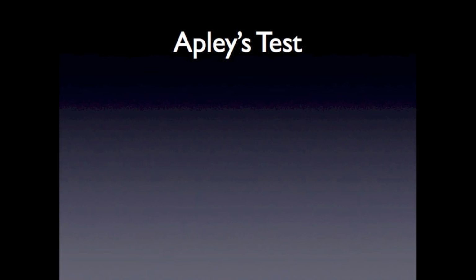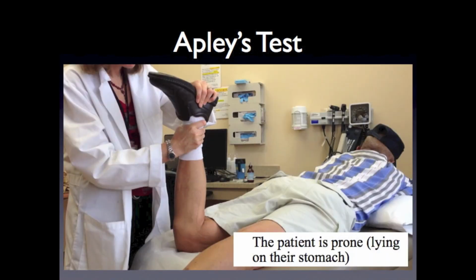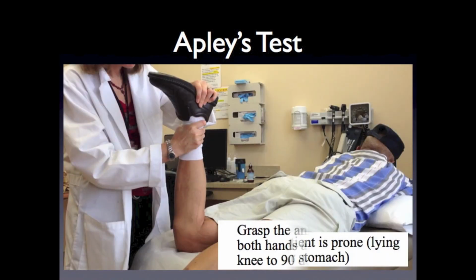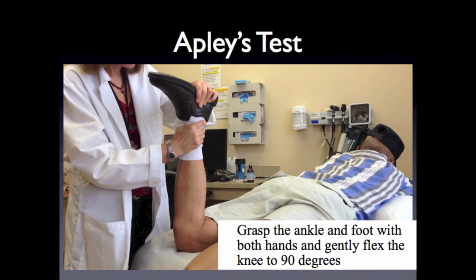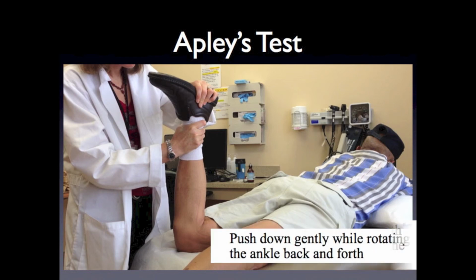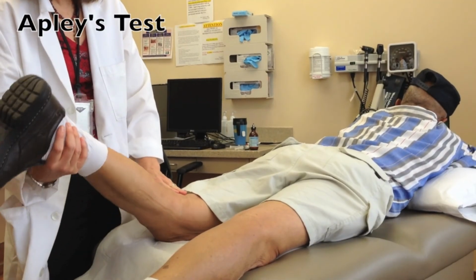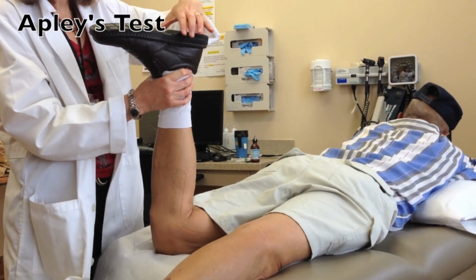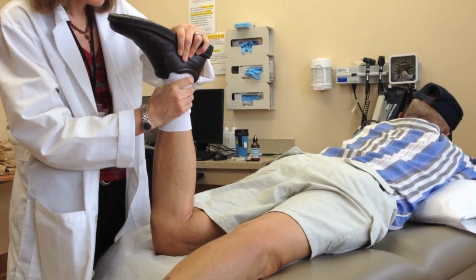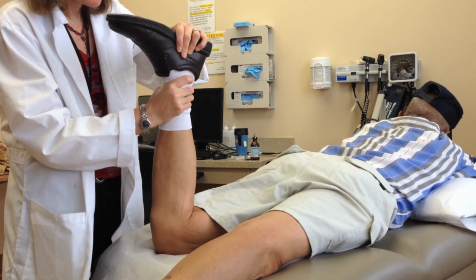To perform Apley's test, the patient is prone. Grasp the ankle and foot with both hands and gently flex the knee to 90 degrees. Push down gently while rotating the ankle back and forth. Pain along the joint line is a positive test. The patient is prone and the knee flexed to 90. Rotate the tibia back and forth to assess for pain in the joint line.